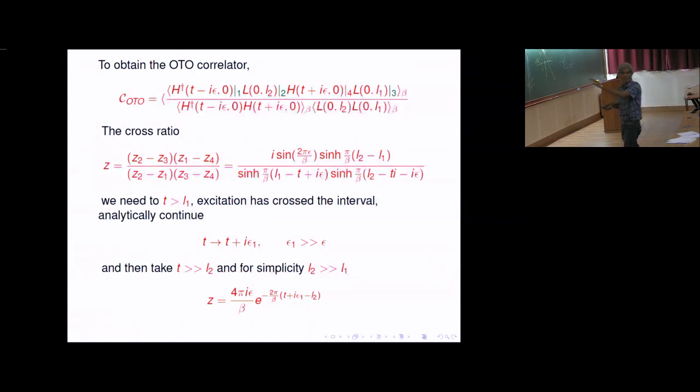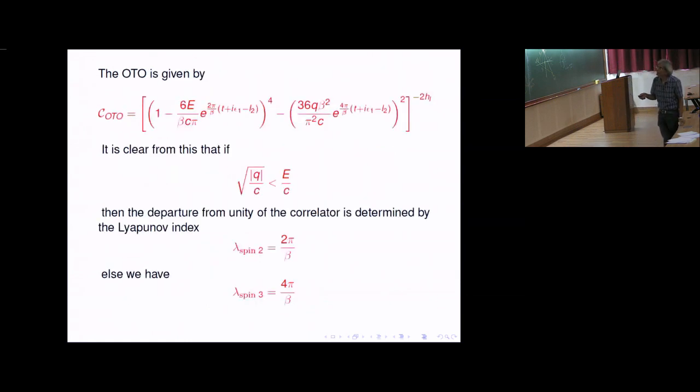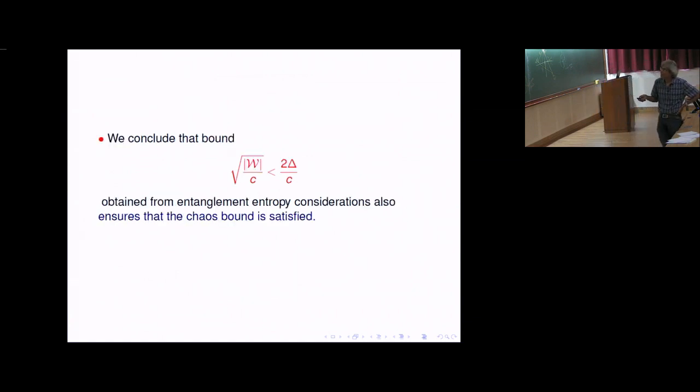This is a little technical to show that the quench correlator is the same as the OTO, but from there we can go and evaluate the OTO correlators also here. And this is the expression. You see that this bound essentially ensures that this development is more dominant than the spin 3 development. So this is the spin 3 Lyapunov exponent, and this is the usual Lyapunov exponent, and this bound ensures that. The bound which we just found from entanglement entropy consideration ensures this. And so this is the conclusion, that this bound also ensures that the chaos bound is satisfied.